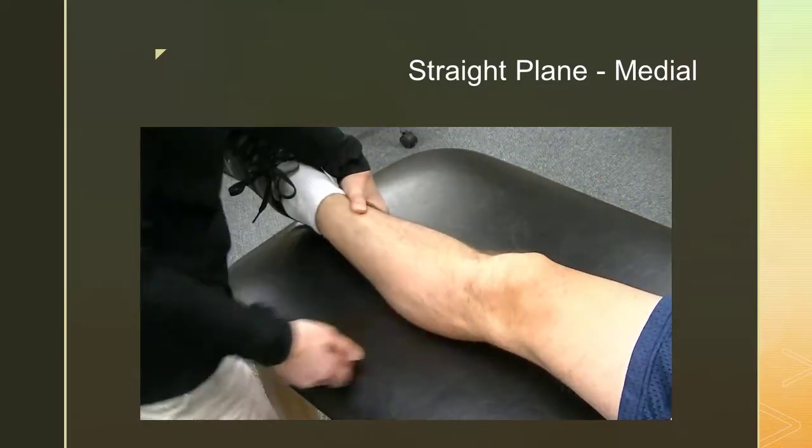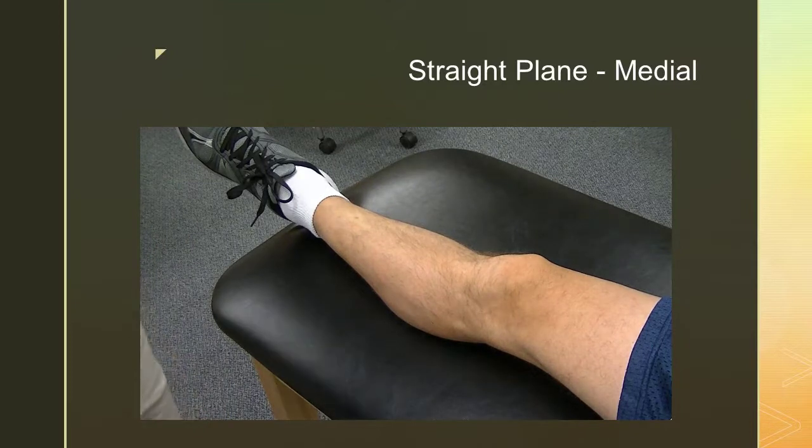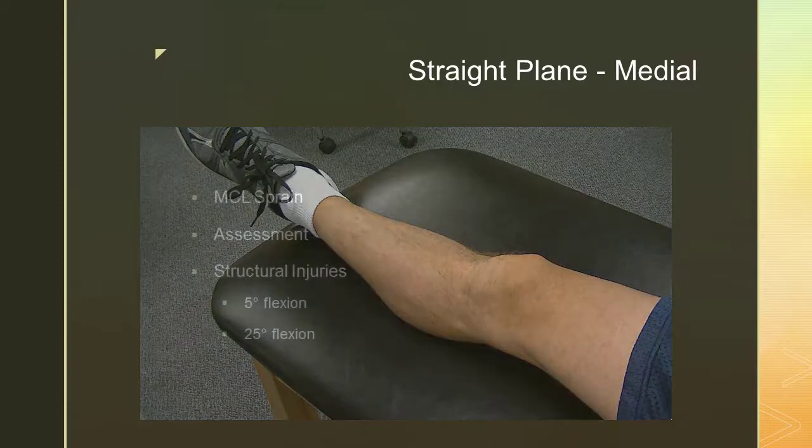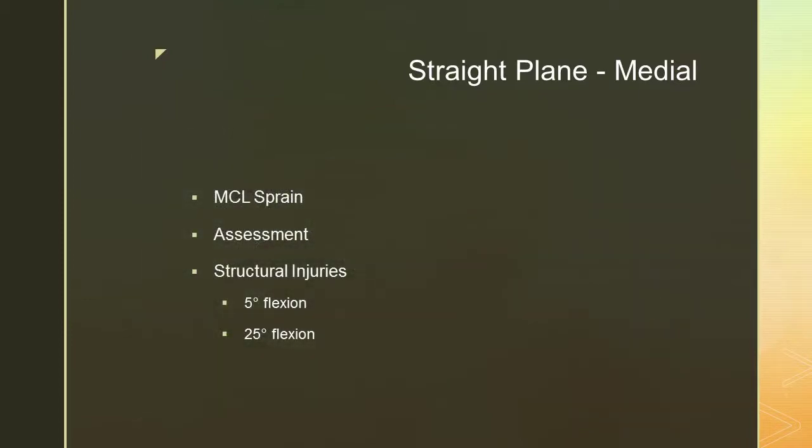At 5 degrees of flexion, the injuries that we'll see include injuries to the MCL, the medial joint capsule, the pes anserine, or the oblique ligament. At 25 degrees of flexion, we are seeing specifically MCL injuries.